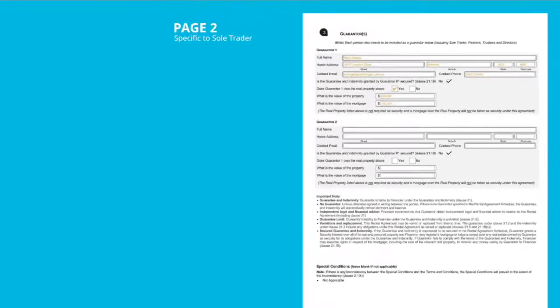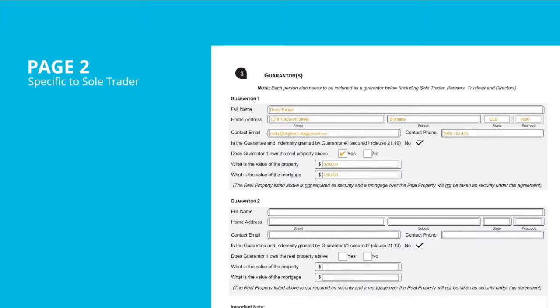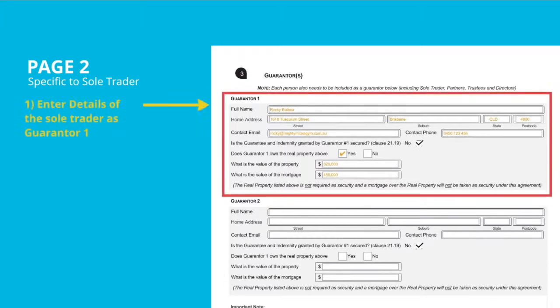We'll now look at page 2, being the guarantor details. The sole trader is the individual involved in the agreement, so he or she must also be included as a guarantor. Enter the name of the sole trader again, this time including their personal home address. You'll also enter in their email and contact number again.